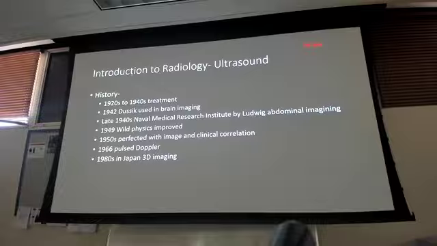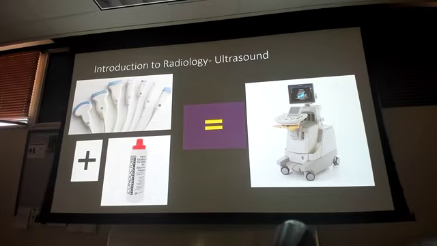And then they finally developed, like, hey, let's try this stuff for abdominal imaging and see how it works. And we found out it works. And so there were multiple improvements over the years. Doppler, and in the 80s, Japan started doing 3D imaging. Now we do it here. They were ahead of the curve on that. So lots of advancements in ultrasound, but all starting with the Navy. Right? Here's what the machine looks like.